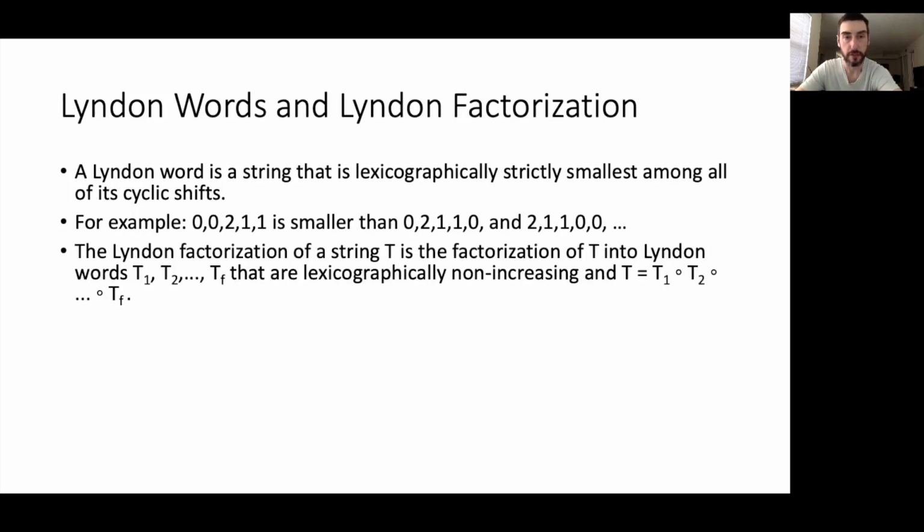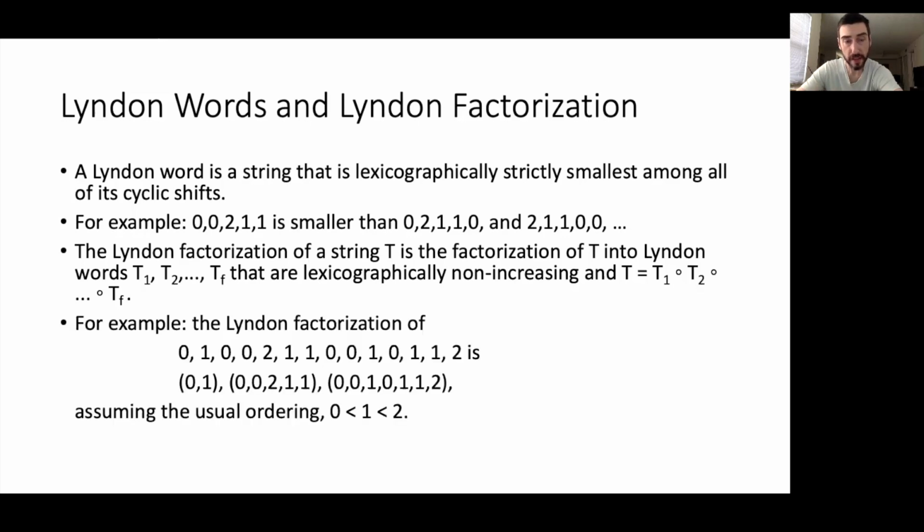Now, a Lyndon factorization is a factorization of the string into Lyndon words, here labeled T1 up to TF, so that the Lyndon words themselves are lexicographically non-increasing. As an example here, if our string is the one listed here, it has 3 Lyndon factors, and this is assuming the usual ordering on the alphabet, which is 0 is less than 1 is less than 2.